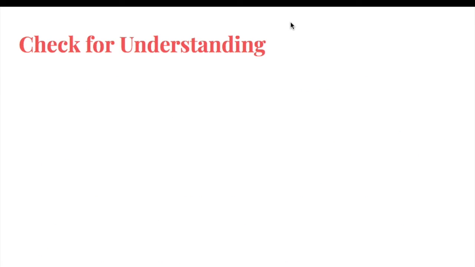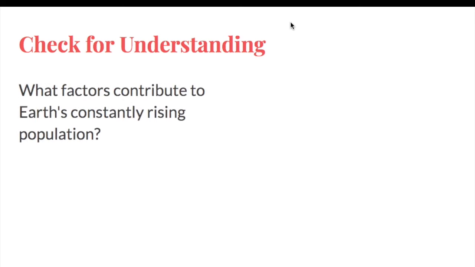Now, after you've read through page 75, you're going to come to the portion on population pattern. But before we jump into that section, I want to check our understanding from that first section, all about the growing population in our world. What factors contribute to Earth's constantly rising population? That would be the fact that the birth rate is higher than the death rate. More people are being born and living than are dying, so population is increasing.